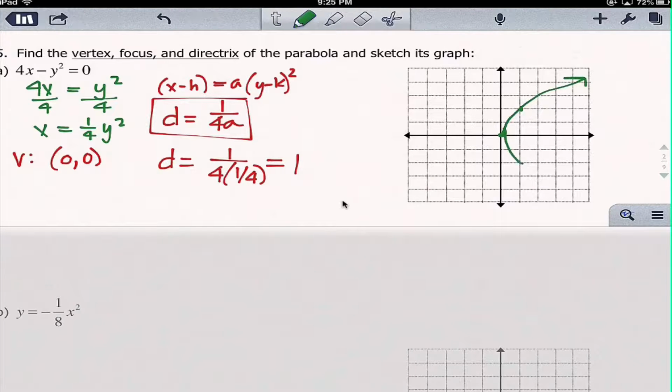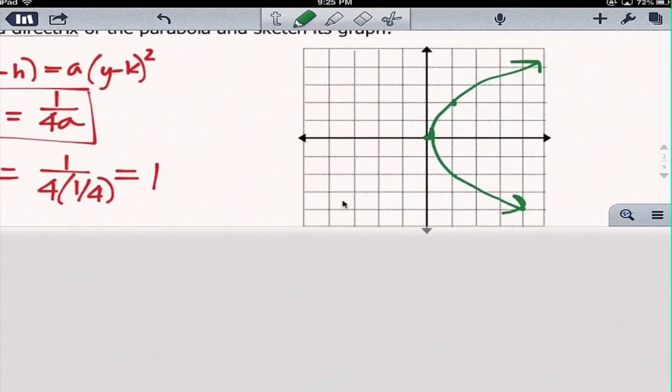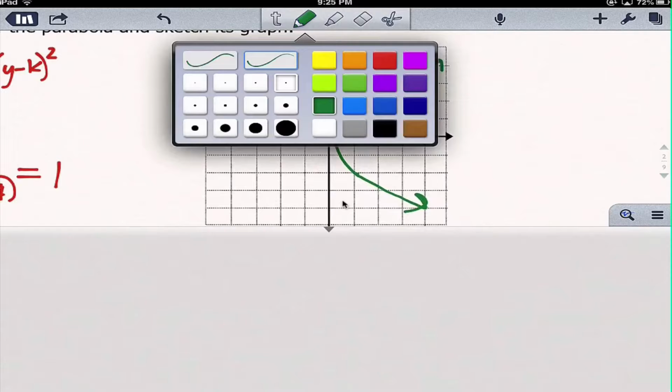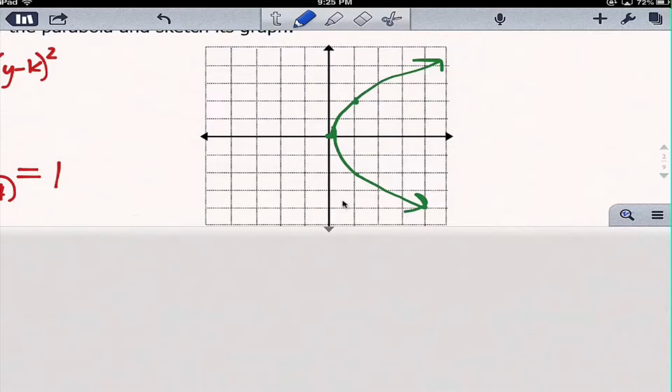And the reason why it would be important, even if I was not sketching this, is because that's going to tell me what direction to move for my focus. So my focus now, I'm going to move inside the parabola, because the focus is always inside the parabola, so I'm moving to the right. So I'm going to move 1 to the right.